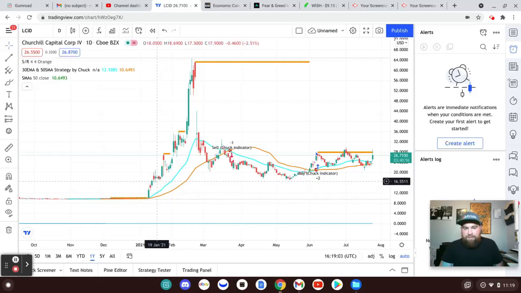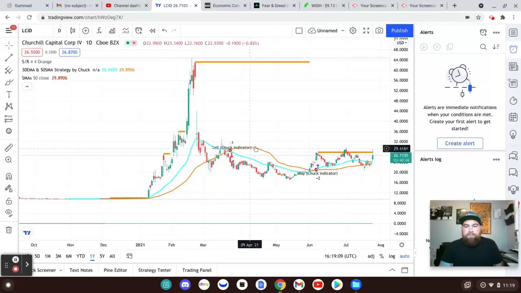I don't think that happens. I think we stay above 17 and we trade between 17 and our high of 60. I think we're going to see gradual movement up, though. I think we'll see the upper 20s to 30 range this week.